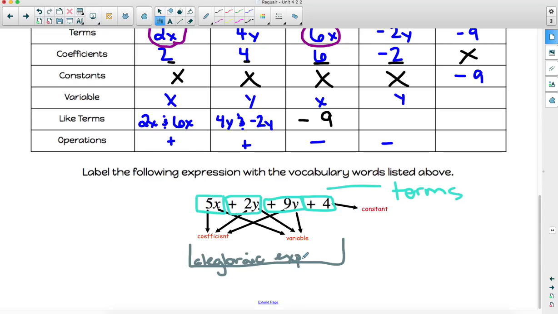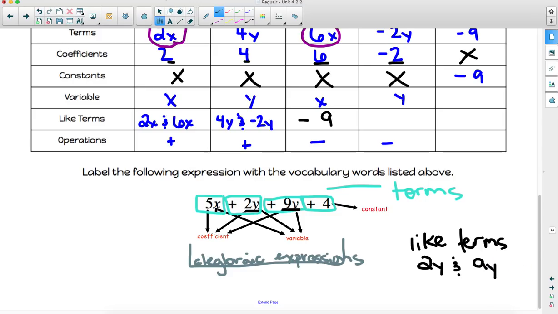And if we wanted to, we could go even further by identifying which are the like terms. In this example, we only have 2 like terms, so maybe we want to list those here. Like terms are, I'm looking at, this one has an x, but I don't see anything else with an x, so I have 2y and 9y. So my like terms are 2y and 9y.